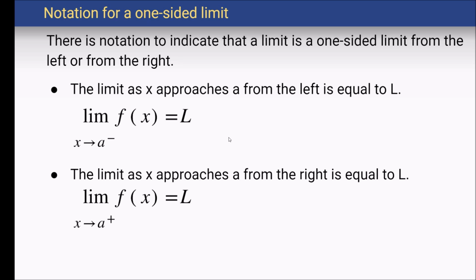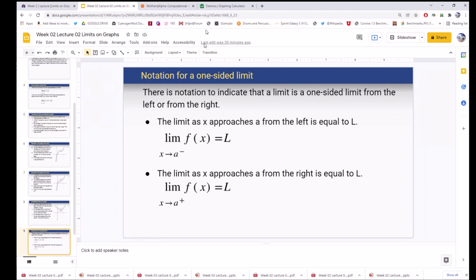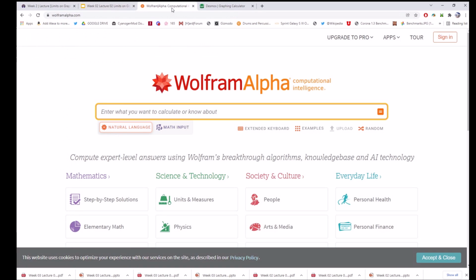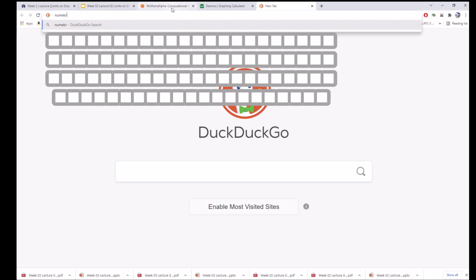Okay. Now, why do we use the minus and the plus? Well, it's basically this. Let me just make this a little bit smaller. Let's just draw a number line.